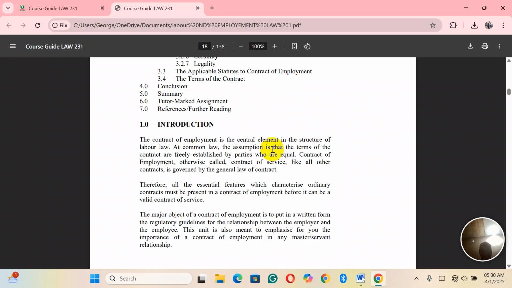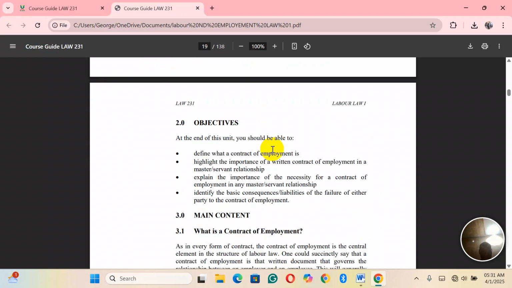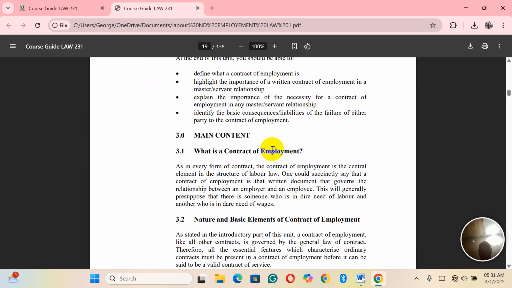So the major object of a contract of employment is to put in written form the regulatory guidelines for the labor relationship between the employers and the employees. This unit is also meant to emphasize all that. And so we're looking at the objective, and we're looking at what is a contract of employment.